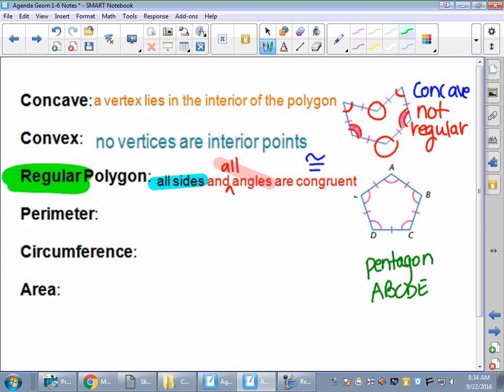This pentagon ABCDE, however, notice all the sides are congruent. Side AB is congruent to BC, which is congruent to CD, which is congruent to DE, which is congruent to EA. All those congruent dashes on there. And what do you notice about all of our angles? Angle A, B, C, D, and E, also all congruent. They all have that congruent arc. So we would say that this is a regular pentagon named ABCDE.